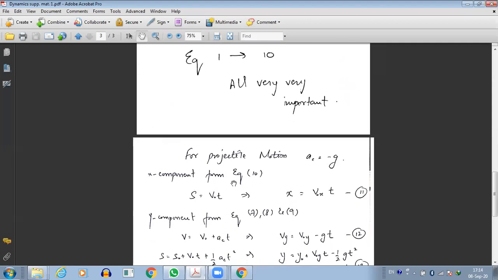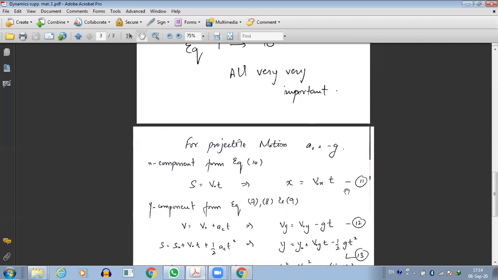So x component from equation 10, s equals v naught t. Here I can put s as x because it's the distance in the x direction. And v naught should be v naught x because we're talking everything in the x component direction. So initial velocity in the x direction multiplied by the time. This would be my equation number 11, but this is basically from equation number 10 for a projectile motion in x component.